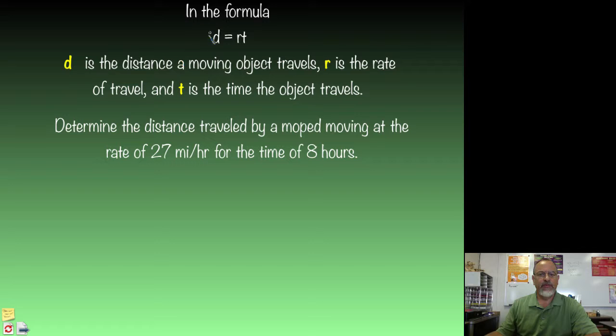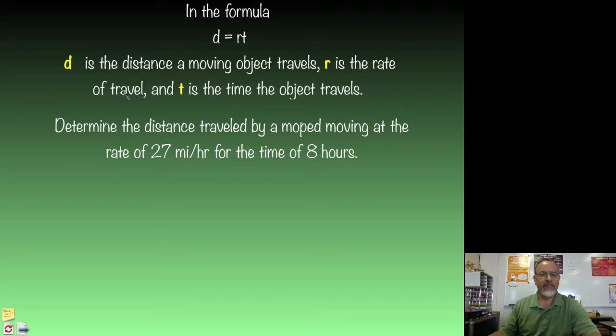So D represents the distance that an object travels, R is the rate of travel, and T is the time that the object actually does the traveling. Then the problem tells me what I need to determine. So it says to determine the distance traveled by a moped moving at the rate of 27 miles per hour for a time of 8 hours. So I'm going to use this formula to calculate the answer.